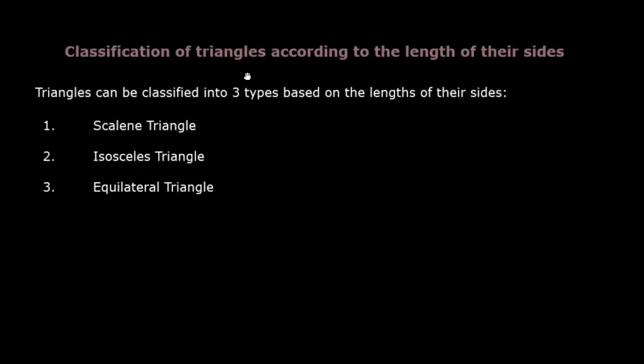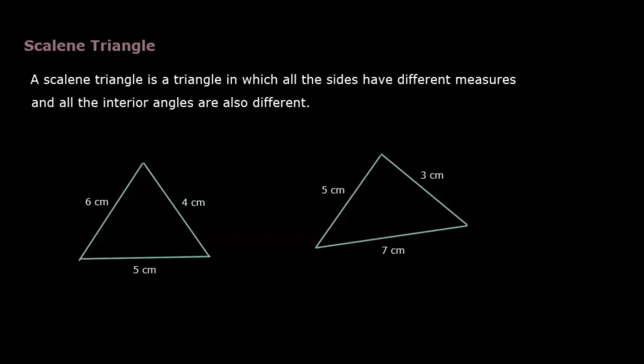And now classification of triangles according to the length of their sides. Triangles can be classified into three types based on the lengths of their sides: Scalene Triangle, Isosceles Triangle, Equilateral Triangle. Scalene Triangle. A scalene triangle is a triangle in which all the sides have different measures and all the interior angles are also different. As in these cases, all the sides are different.